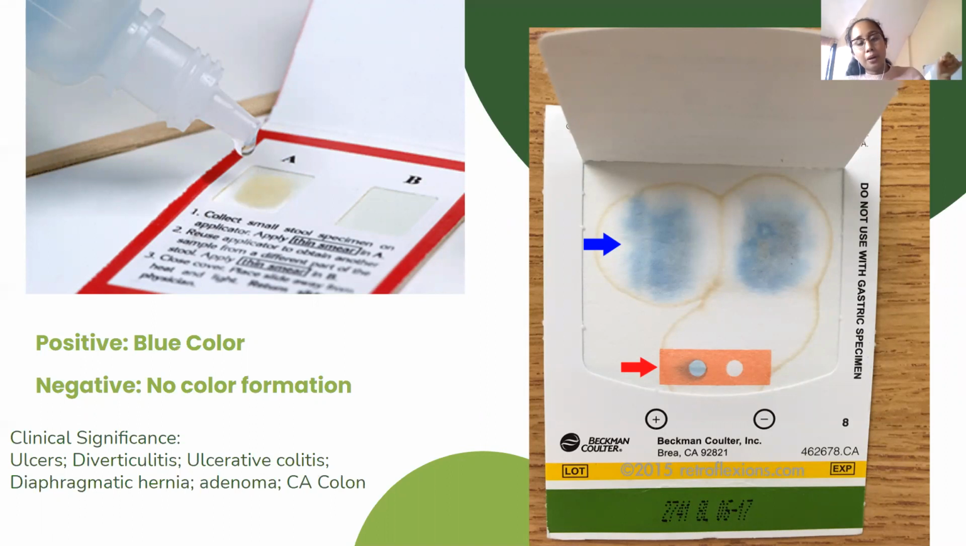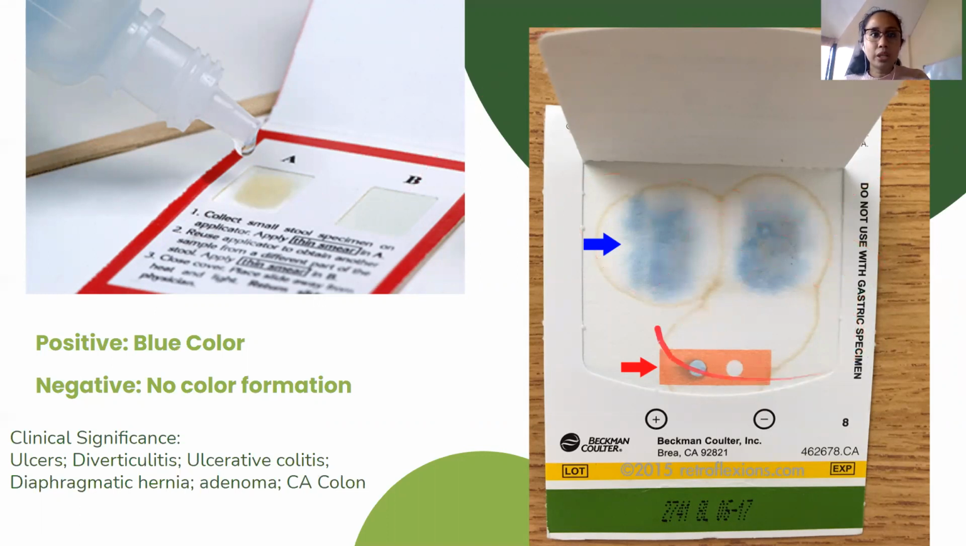And class, poke the other side of the stool because you don't know where the blood is. So poke the other side of the stool and smear it to letter B square. Then after that, you will drop a developer on these squares. Then close it, then flip it. This is the back, flip it.